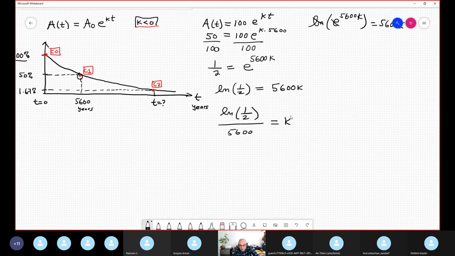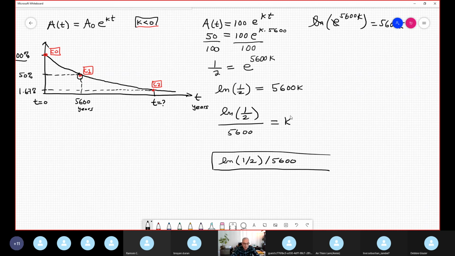Okay, this is my display of the calculator for this example now. Clear the display. You press the LN key, 1/2, close the parenthesis, divided by 5,600. Bam. Yeah, I get a super small number, negative, of course. It makes sense.